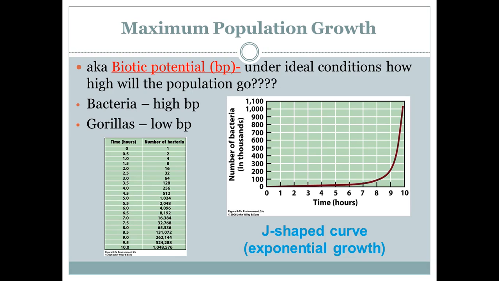This is just showing bacteria, and here we have data on bacteria. 0 hours, 0.5 hours, and what you're seeing here is bacteria asexually reproduce, binary fission, they're dividing in 2. So first I have 1, then I have 2, then I have 4, then I have 8, I have 16. So every one of them, showing every 30 minutes, is dividing.